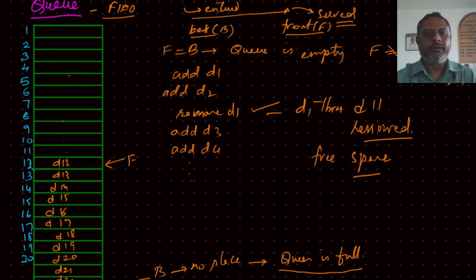But our format was, as you keep removing, F shifts to the next location. As you keep adding, B shifts to the next location. And because of this, at some time B will reach the end of the queue. That's the maximum size of the memory you have allocated for the queue. And though free space is there, it says the queue is full. So that's a problem we have with a queue when we are working with limited memory allocated for the queue as a buffer. So how can this problem be solved?